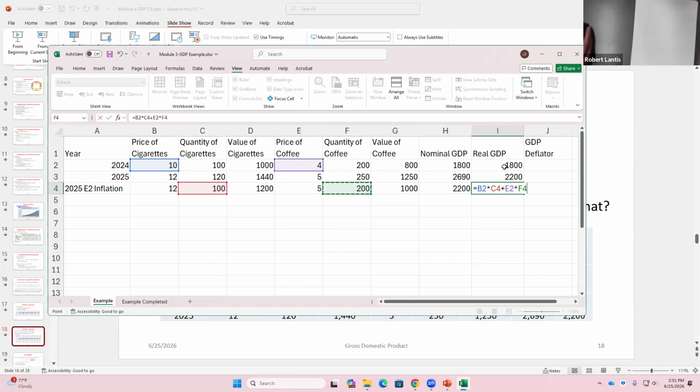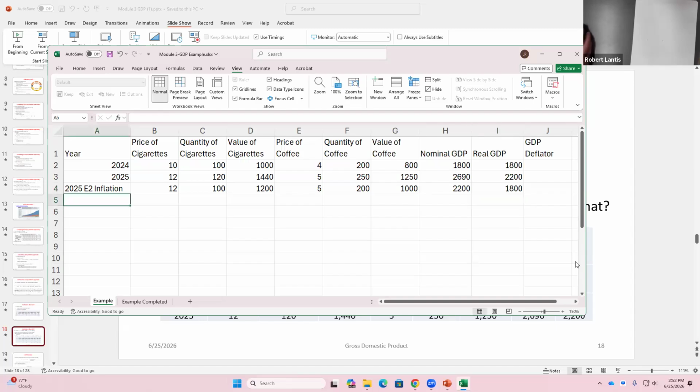So if I hit enter here, what should I get? That my real GDP is exactly the same in 2025, even though nominal GDP was higher simply because of inflation. Any questions on that idea before we keep moving here? Okay.